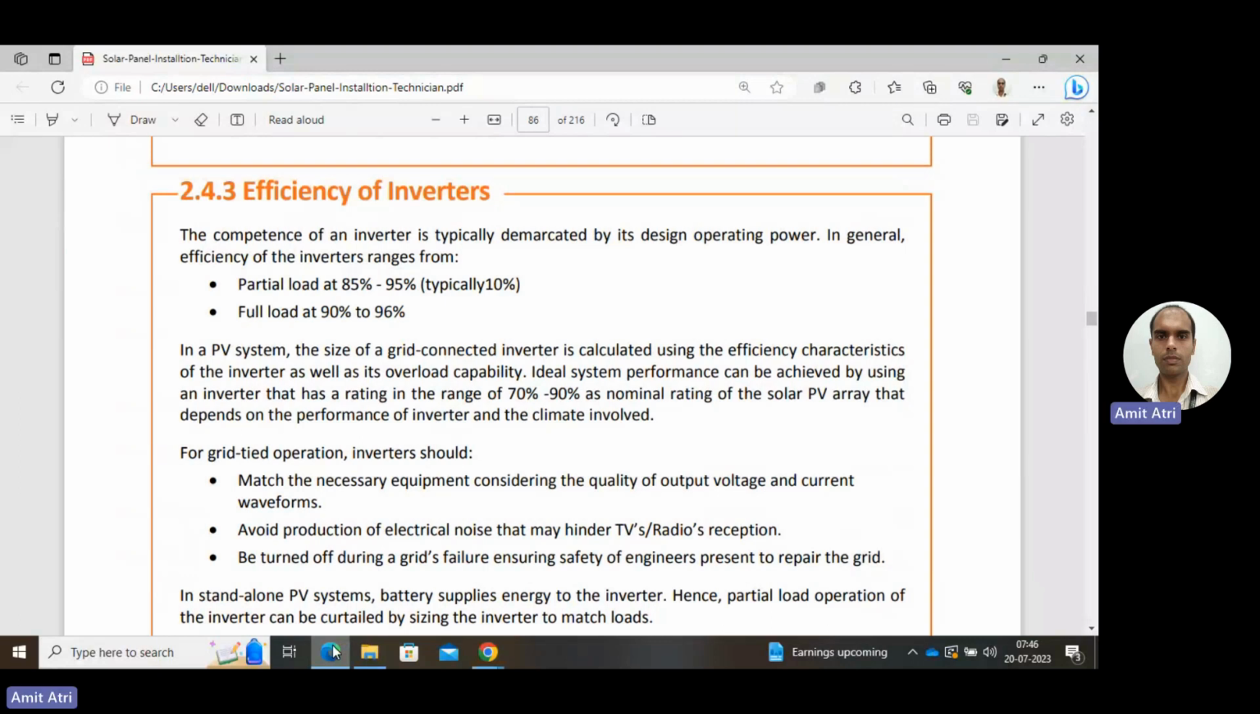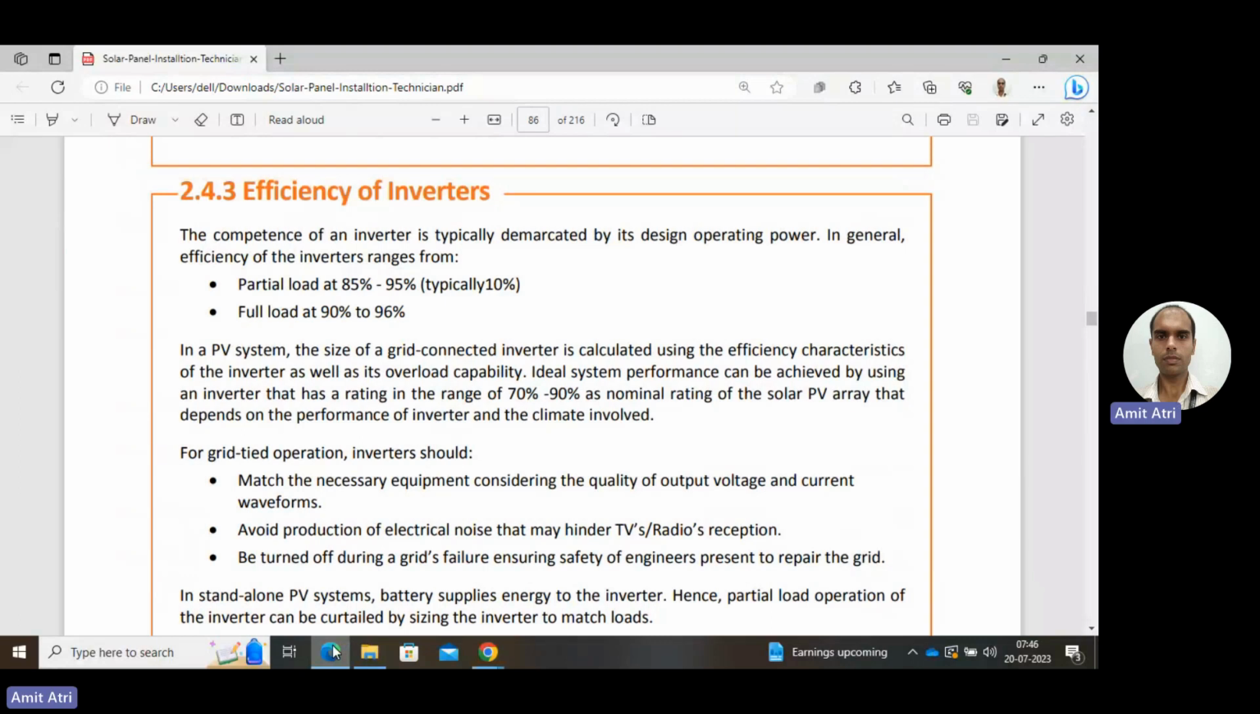For grid tie operation, inverters should match the necessary equipment considering the quality of output voltage and current waveform. That should be the same. Then avoid production of electrical noise that may hinder TV or radio reception. Noise is basically disturbance. Due to mismatch or switching operation, if some type of rays or radiation are emitted, some disturbance could be created. So that should be avoided.